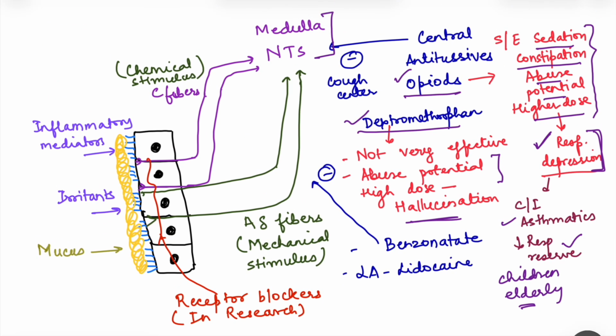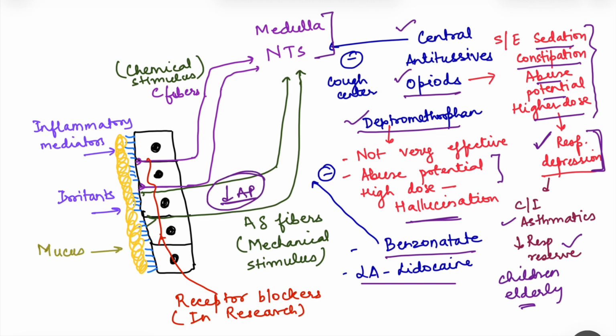Then we also have some other antitussives which include benzonatate and lidocaine. Both these drugs decrease the action potential in the afferent nerve. So basically they block the generation and conduction of action potential in the afferent nerves. So there will not be any cough. They are not acting centrally on the cough center; they are decreasing the action potential in the afferent nerves.